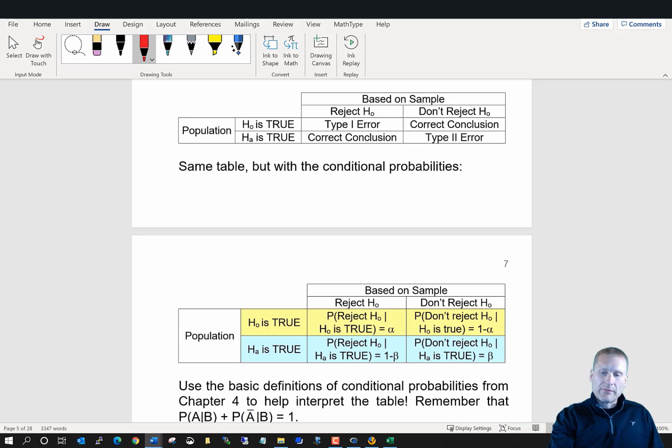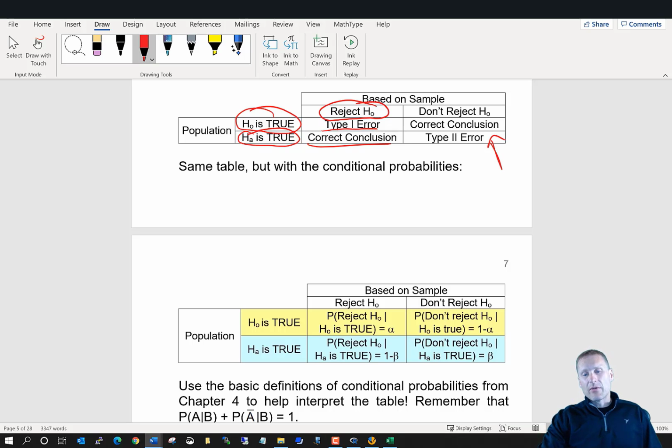So for example, if, based upon my sample, I reject H0, but in actuality H0 was true, there's where my type 1 error would be. But if I rejected H0 and in actuality, in terms of the population, HA is true, good, I made a correct conclusion. And you can look at the correct conclusion and type 2 error cells of the table as well on your own.